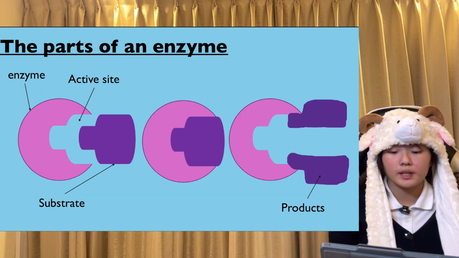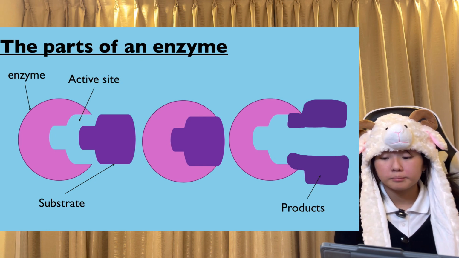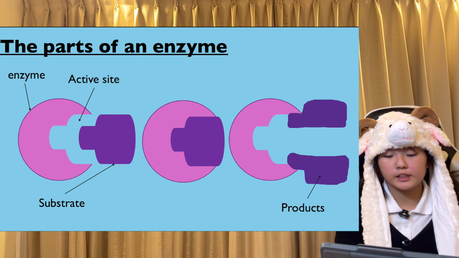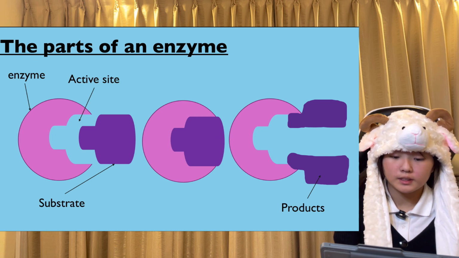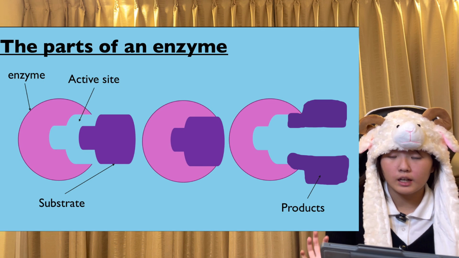This is the parts of an enzyme. The middle diagram shows the lock and key model from before. As you can see, the enzyme is the pink thing and the substrate is the purple thing. The purple thing goes inside the active site to be separated, and the two separated things are called the product.